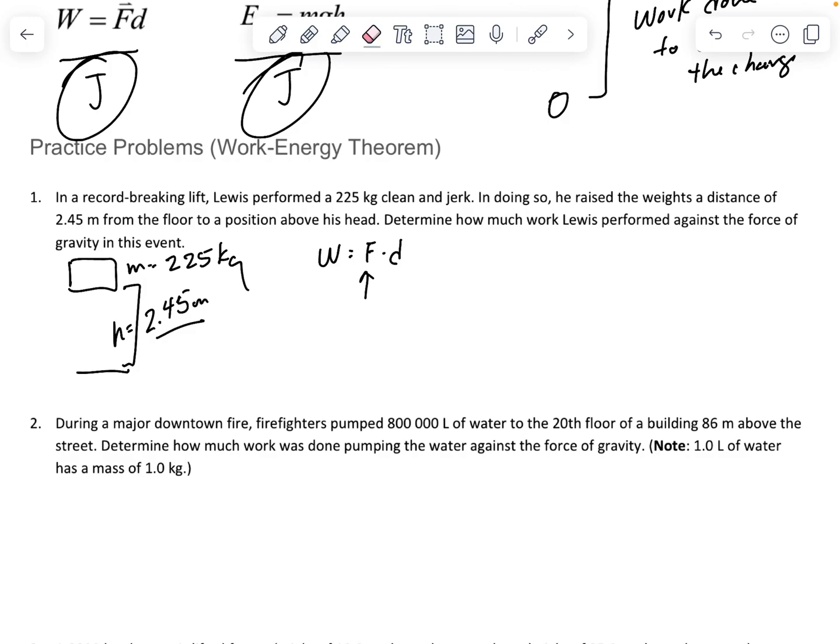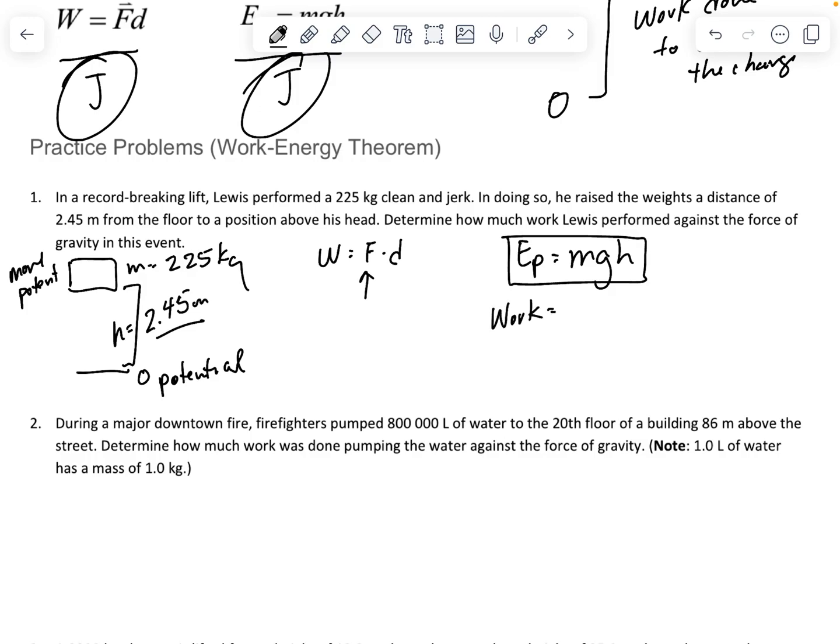But what I do have enough information for is I can find the potential energy at the top if I took my mgh. And so I can calculate this. Down here, there was 0 potential energy. Up here, there's going to be more potential. And Lewis was the person who caused that. So in this case, the work he does is equal to the mgh because they're both energy. It started with no potential energy. It ended with a bunch of potential energy. Lewis had to do that work to make it happen.